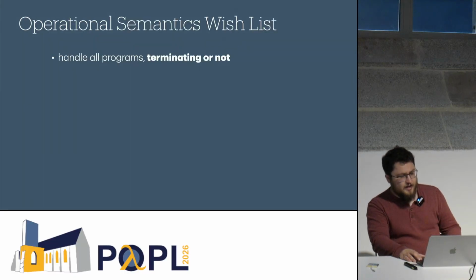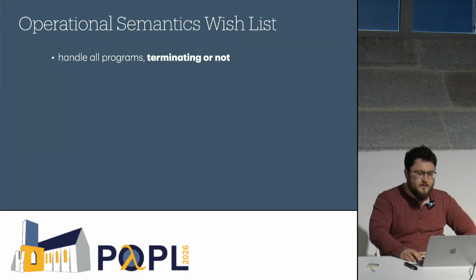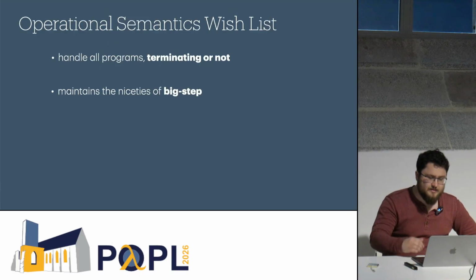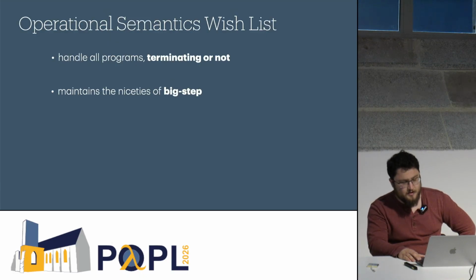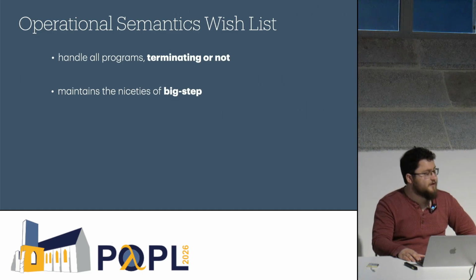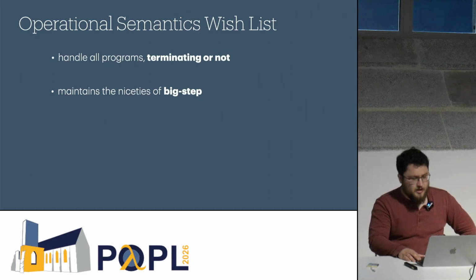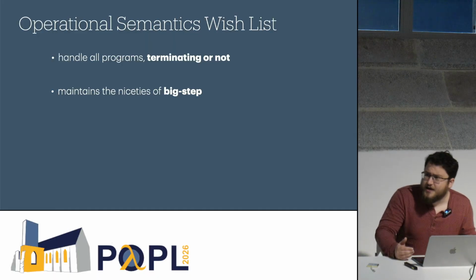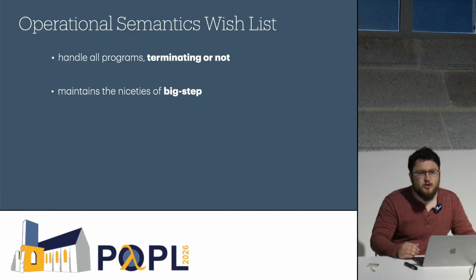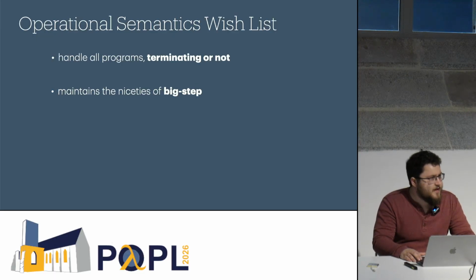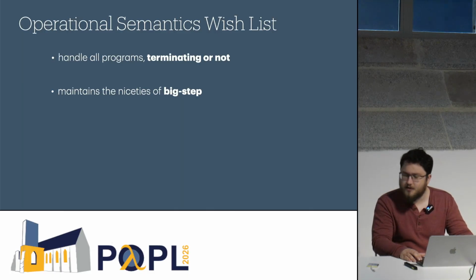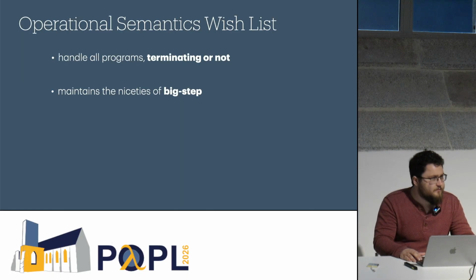And so I'll put a second item on this wish list. It would be good if we could maintain some of the niceties of big step semantics, especially with respect to proving. So rather than use small step, it might actually be worthwhile to look back at big step semantics and find a way to salvage its use for potentially non-terminating programs. And the thing is, we aren't the first to have realized that this would be worthwhile. Let me just tell you a little bit about some prior work.